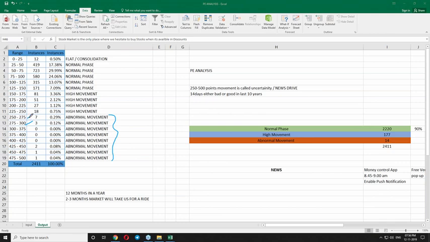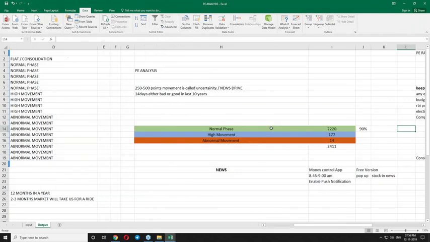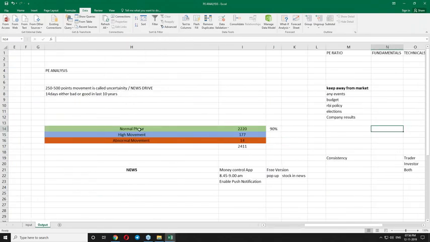If we see the number of days after running this pivot, what we are trying to arrive at is how many days the market is giving us the opportunity to trade in a stable market. Out of these 2411 days, normal phase is 2200 days, high movement is 177 days, abnormal movement is 14 days. Abnormal movement will happen without any intimation.